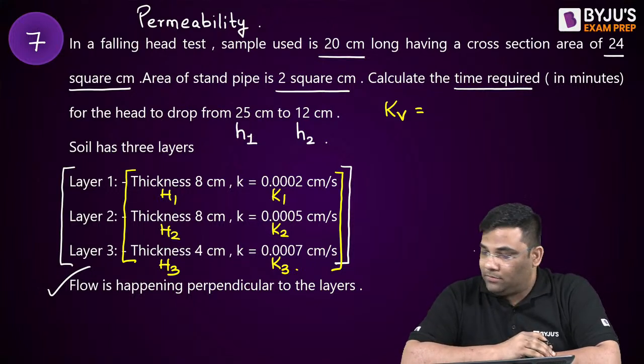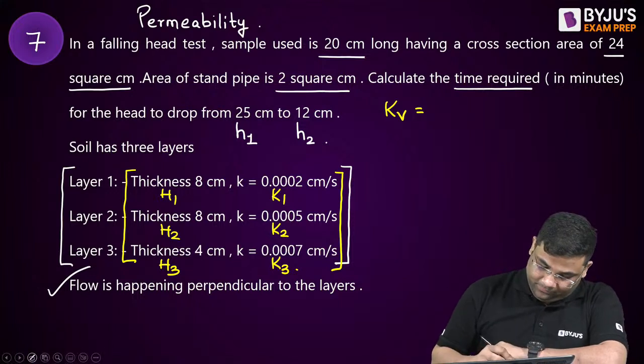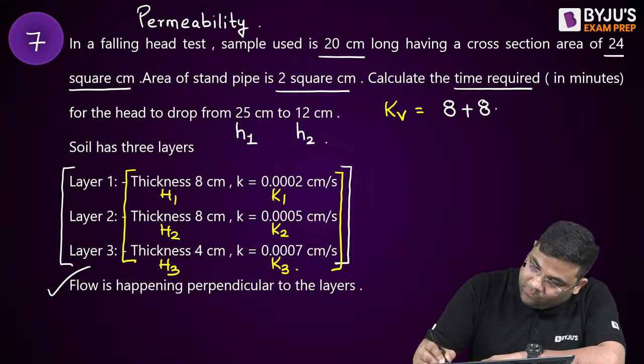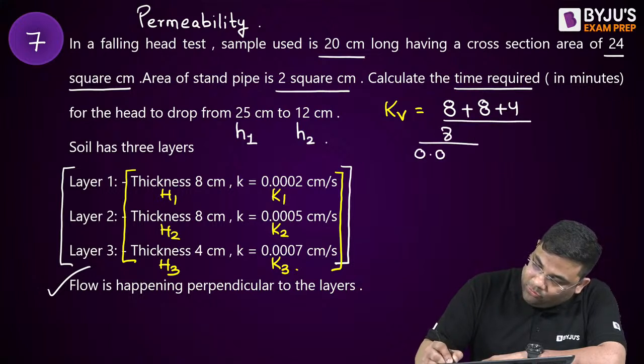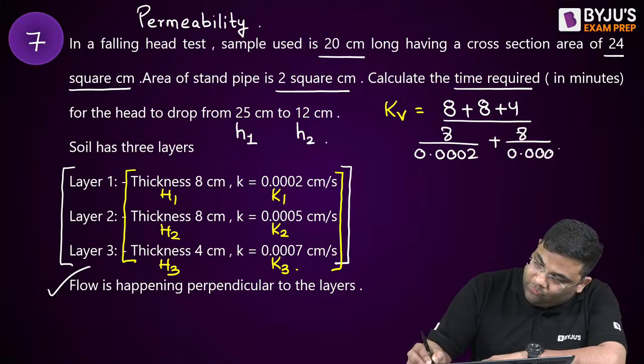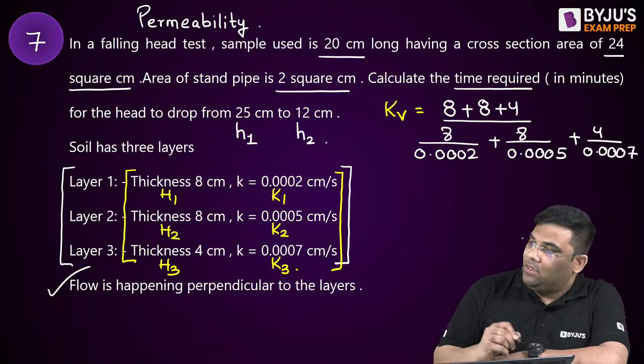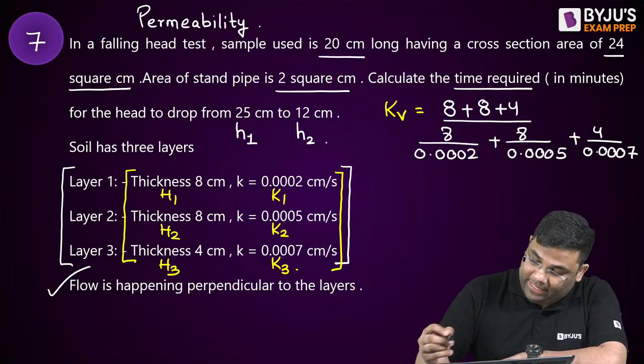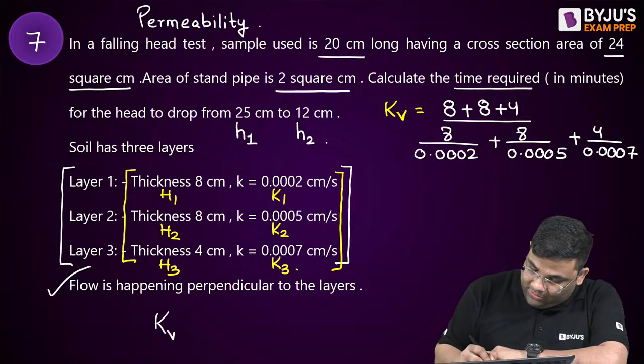Find out quickly. So I can say this will be summation of H, 8 plus 8 plus 4, divided by 8 by 0.0002 plus 8 by 0.0005 plus 4 by 0.0007. So how much are you getting? Somebody is writing 3.24. So K vertical you are getting how much?